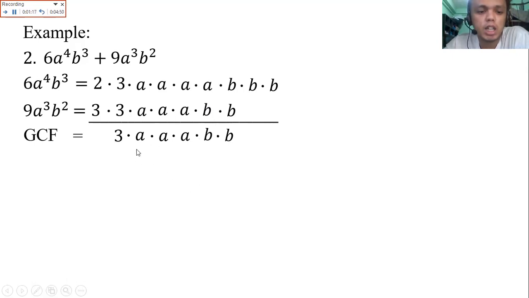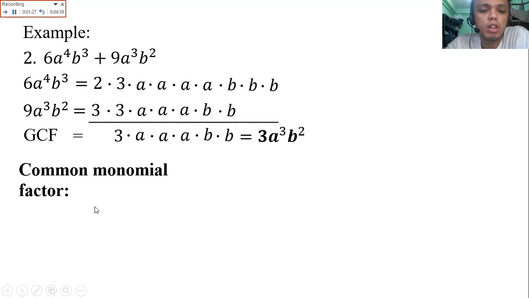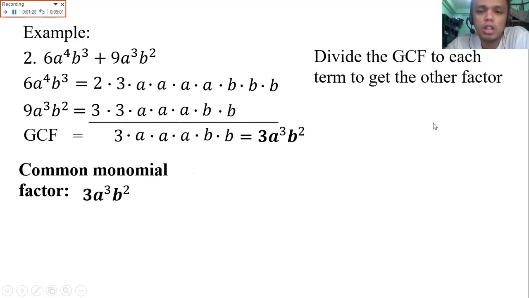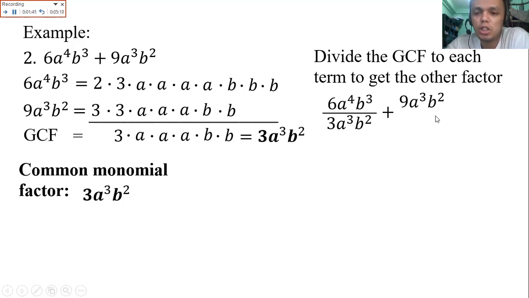Then, multiply natin 3 times a times a times a times b times b, that is equal to 3a cubed b squared. Therefore, the common monomial factor is 3a cubed b squared. Then, divide again the GCF to each term to get the other factor. Now, 6a raised to 4 b cubed divide by 3a cubed b squared, plus 9a cubed b squared divide by 3a cubed b squared.